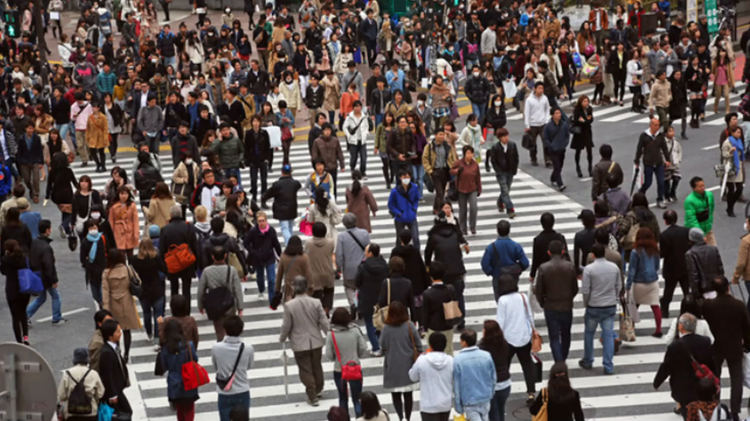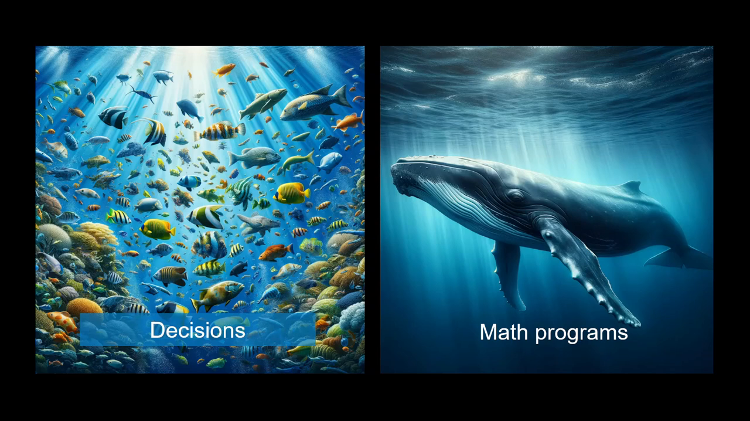Now, how many of them make decisions? And you're going to say, whoa, wait a minute. All humans make decisions. So I tend to think of decisions as like the fish in the sea, and there are just trillions of them, and they're sort of everywhere. Now, math programs are more like whales, okay? They're very big and they're very important, but there are not very many of them. I think a lot of commercial fishermen can probably go their entire lives without ever catching a whale. So no doubt they're important. It's just that they're not very common.